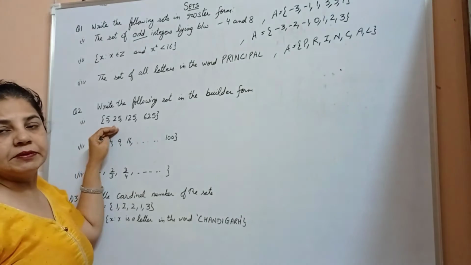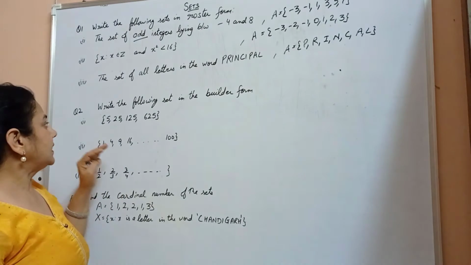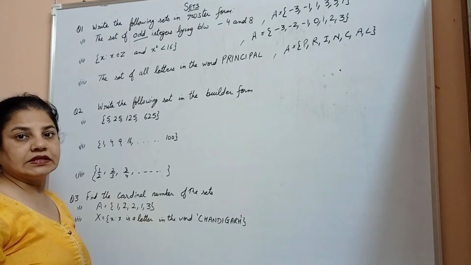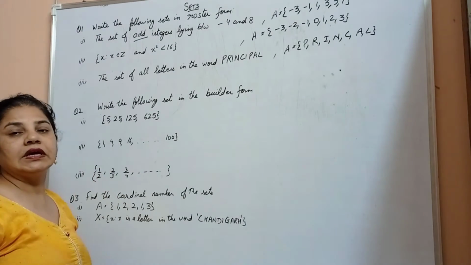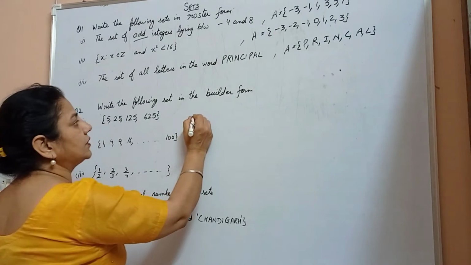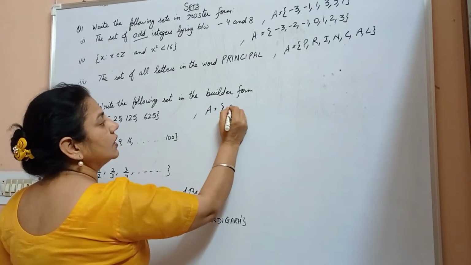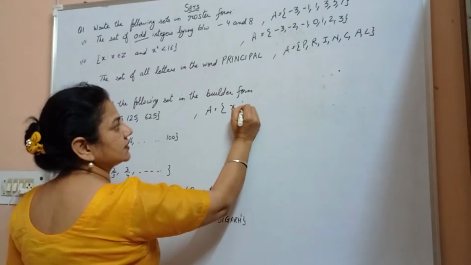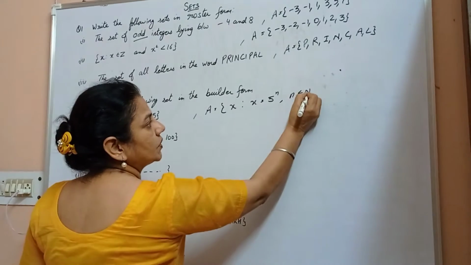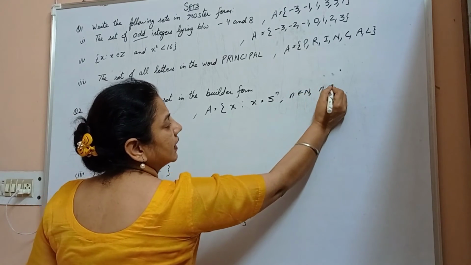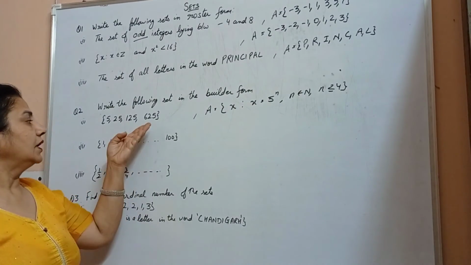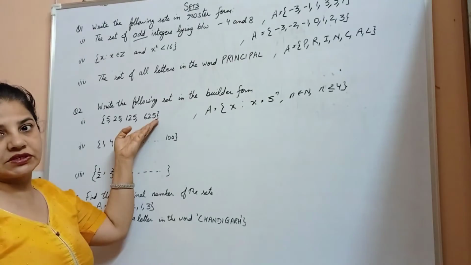Write the following set in set builder form. The set is given as 5, 25, 125 and 625. If I observe it carefully, it is a multiple of 5. So I will write in the builder form as A is a set of x such that x is equal to 5 to the power n, where n belongs to the natural numbers and n is less than or equal to 4, because 5 to the power 4 is 625.